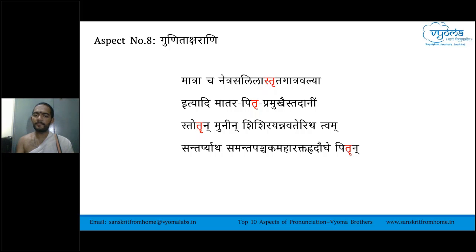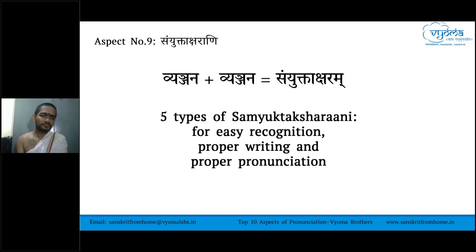Pitru ityadi matara pitru pramukhaiistadanim stotrun munin shishirayan navate rithatvam. So if there is R, there is a dirgha R also. Santarpyatha samanta panchakamaha raktakradauge pitrun. Pitrun is an oft used word, either in Shraddhas or many other karma. We use the word pitrun. So R and R is important. We have to understand that they are not the rakara, they are not repha. That is the main thing to take out of Gudita-akshara, because everything else we usually know.